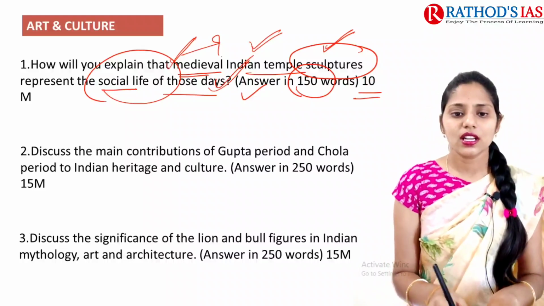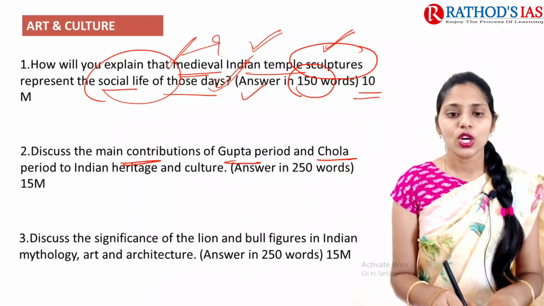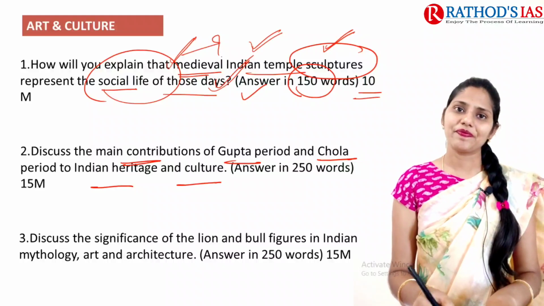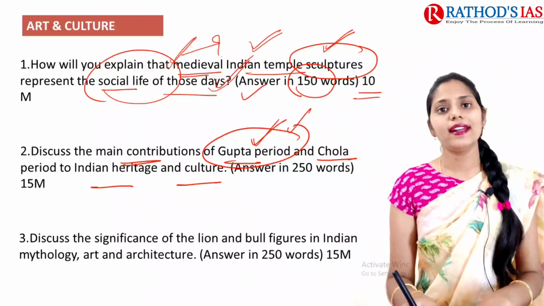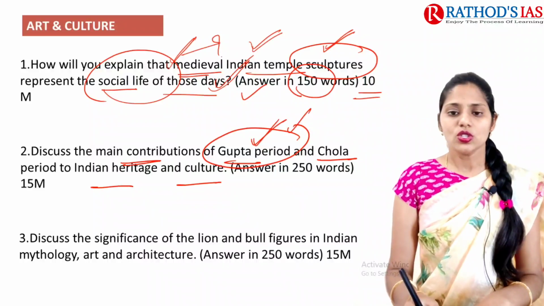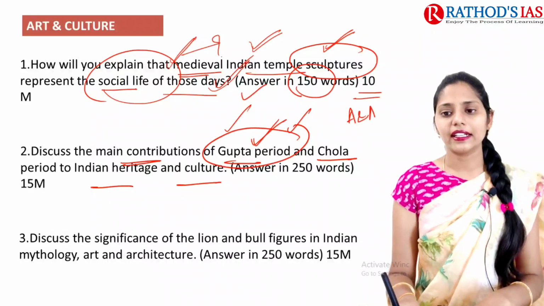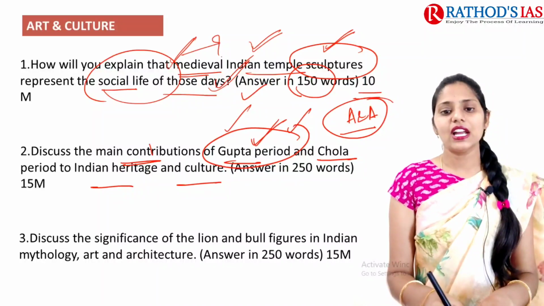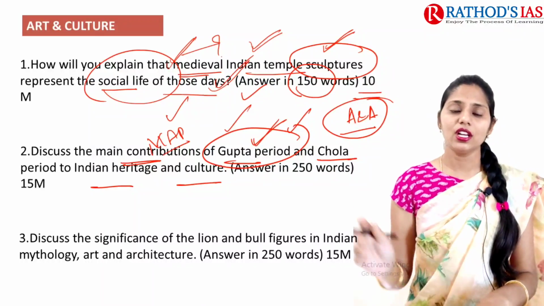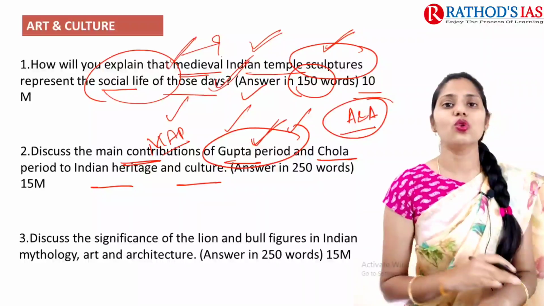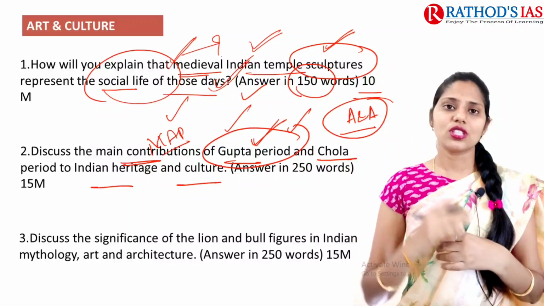And the second question is: discuss the main contributions of the Gupta period and Chola period to Indian heritage and culture. The Gupta period is known as the golden period. So you have to know about the contributions in art and architecture during this period. In our mains answer writing practice, we gave a question regarding the Gupta period: why is the Gupta period called the golden age? There you can write at least 6 to 7 points.